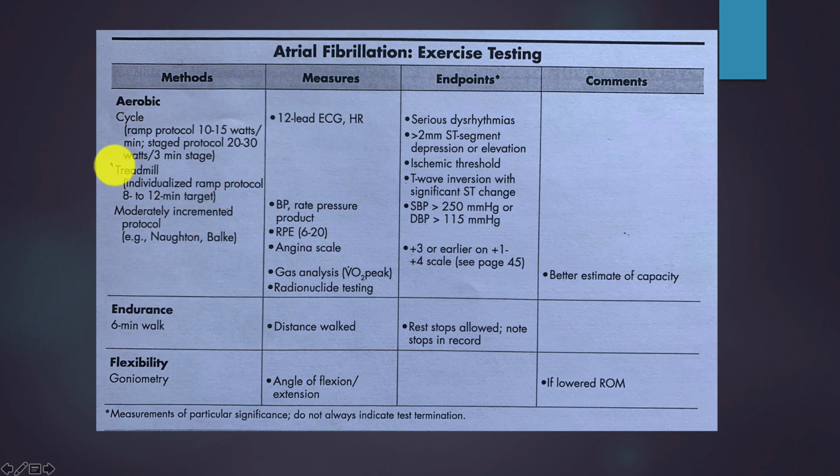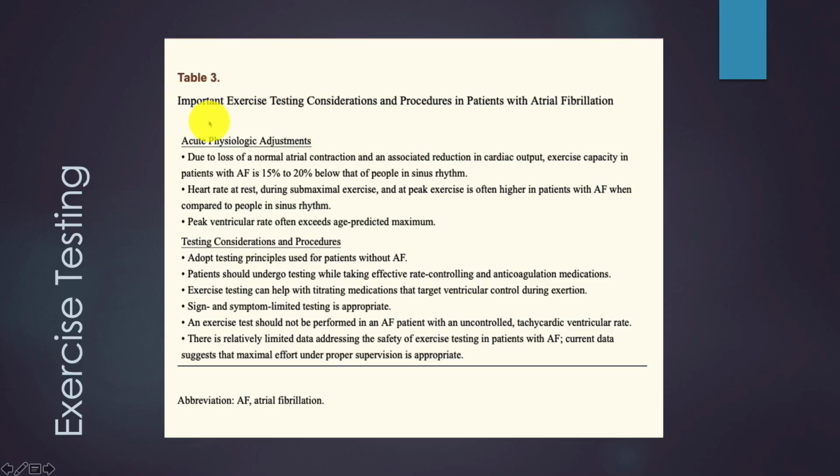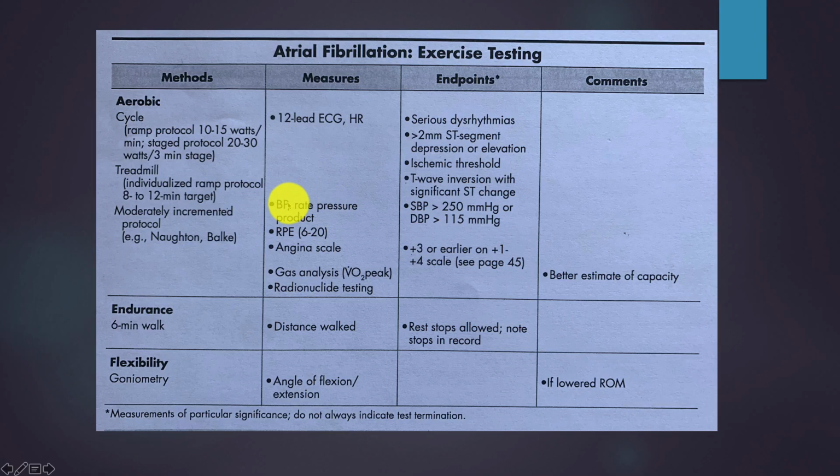When we do any of these protocols, we want to have a 12-lead ECG that measures heart rate as well. And I walked you guys through all of that, right? So we're going to measure heart rate and we're going to measure heart activity. We are going to measure blood pressure, right? We are going to ask about rate of perceived exertion. We're not going to worry about this scale. And we would like to do a VO2 gas analysis test. We will not do radionucleotide testing.